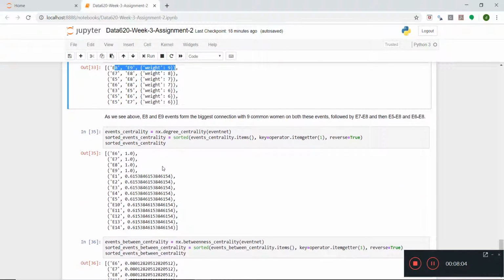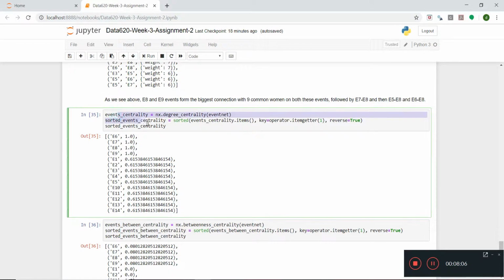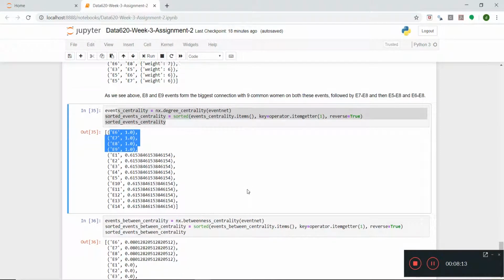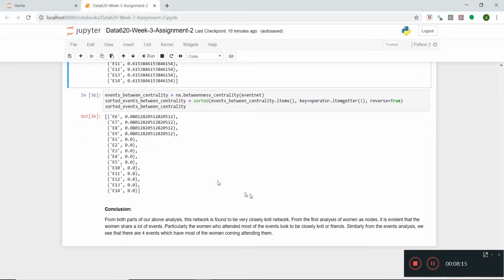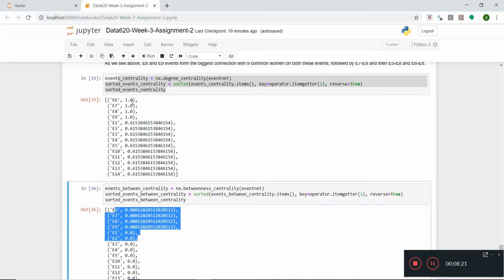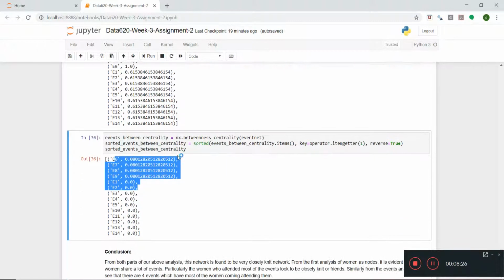Moving forward, similarly we have the degree centrality, and we see that these 4 events have a degree centrality of 1. And the betweenness centrality comes in exactly the same order as the degree centrality for those events.